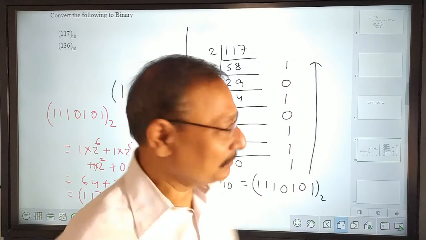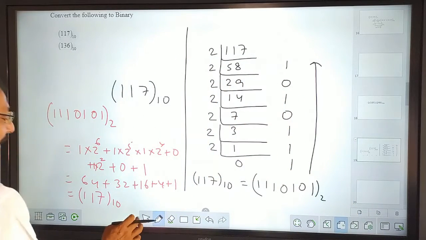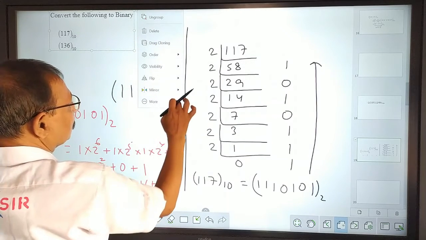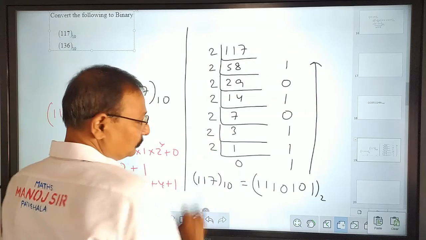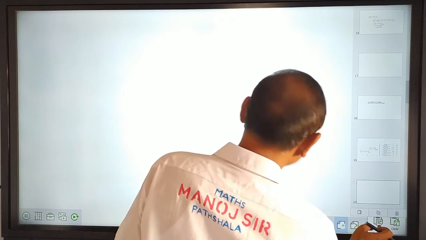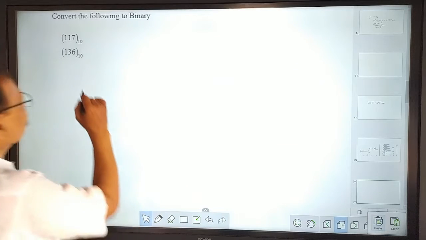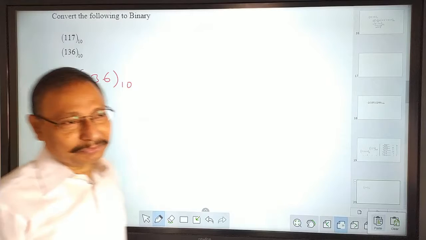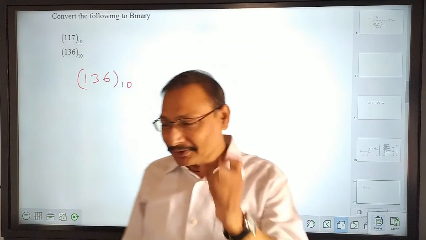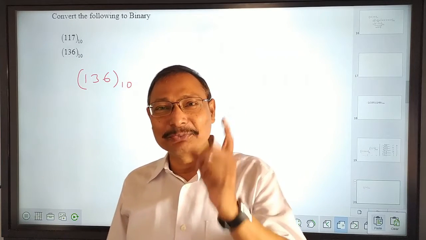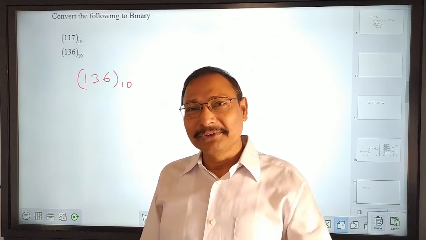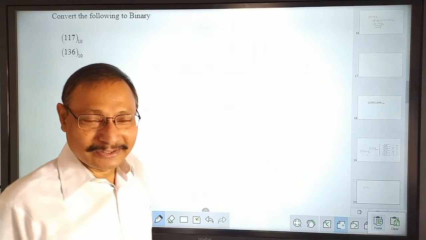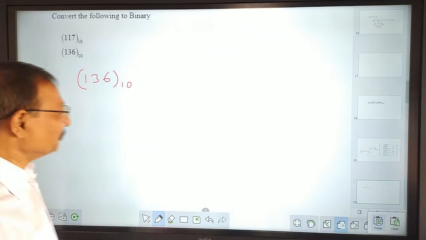Take another example. I'm taking this one on the next page, next sheet. There is the question again, and now we have to convert 136 in base 10, and I'm giving you 1 minute. You pause the video and convert it into a binary number, and after that see the solution I'm giving here. Okay, I hope you are there with your pen and paper.